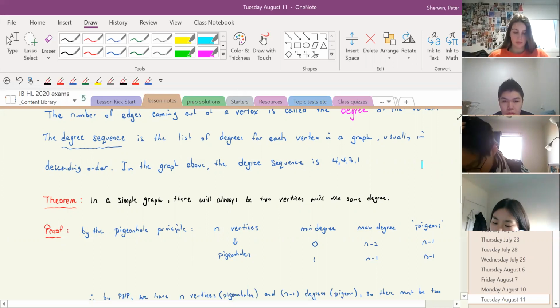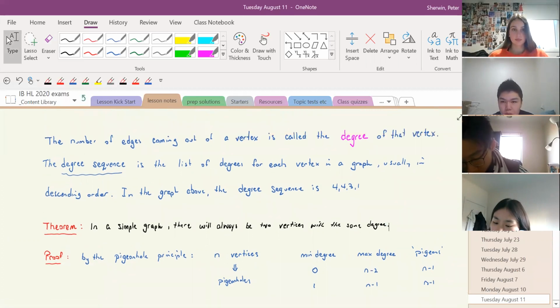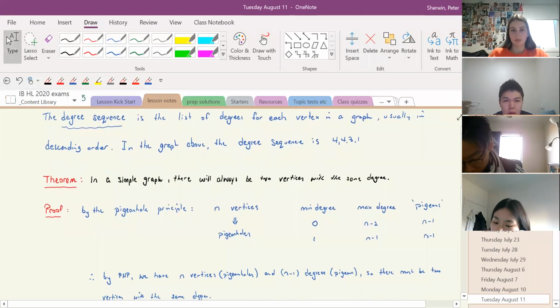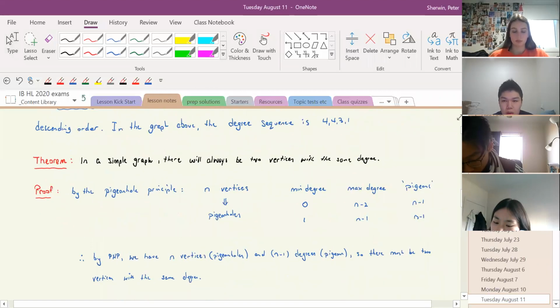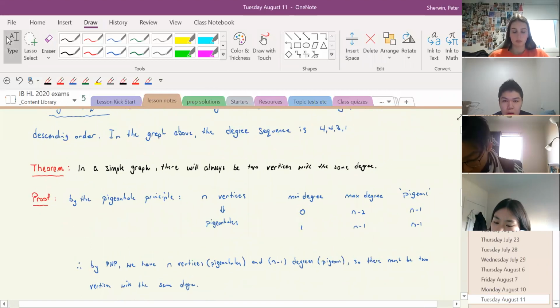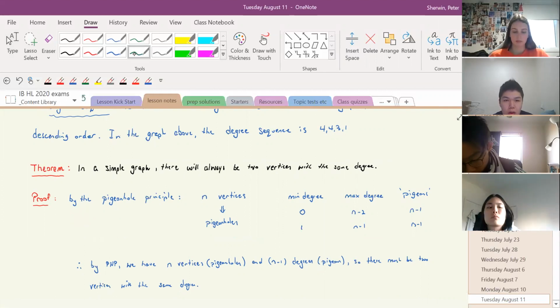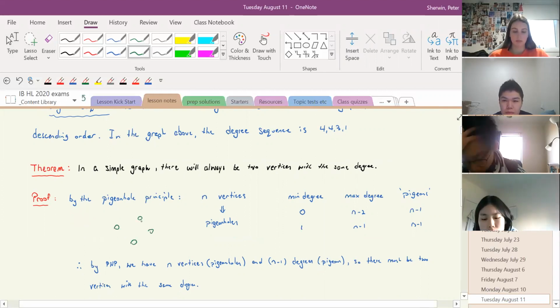So in a simple graph, there will always be two vertices with the same degree. That's the theorem. Now the proof of that theorem, so what that means is if we look at our degree sequence, we're always going to have two that are equal in a simple graph. Okay, so let's go through the proof of that. Two vertices with the same degree. So if you think about a simple graph, you've got n vertices, whatever that may be. 1, 2, 3, 4, 5. Now what is a simple graph? Is that a simple graph?